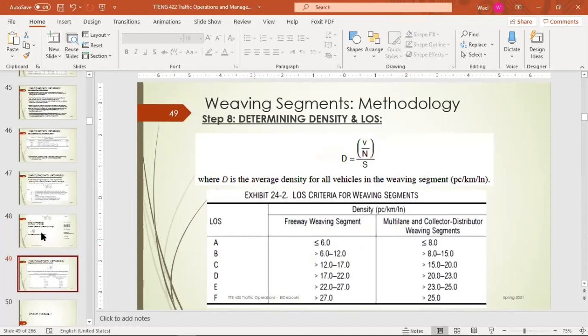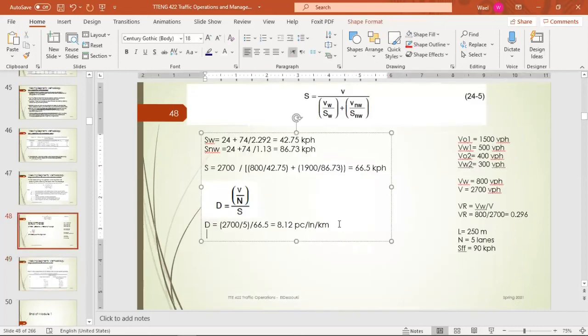If we assume that we have a freeway, then we are in level of service B. So LOS equals B.